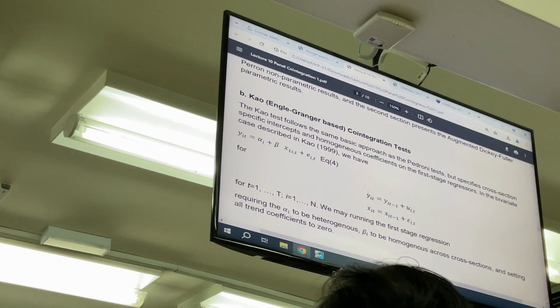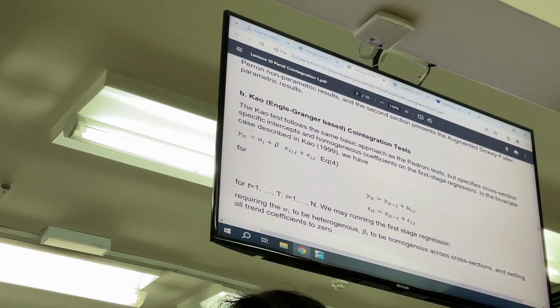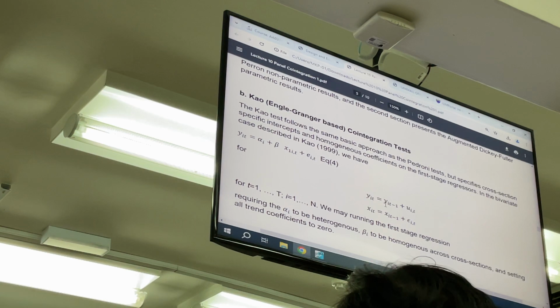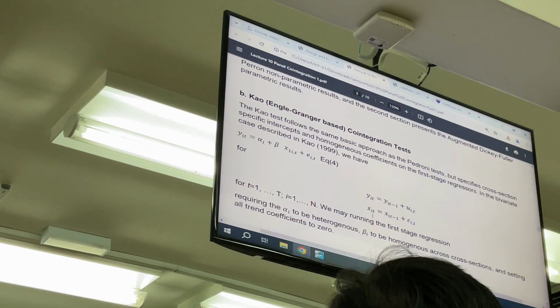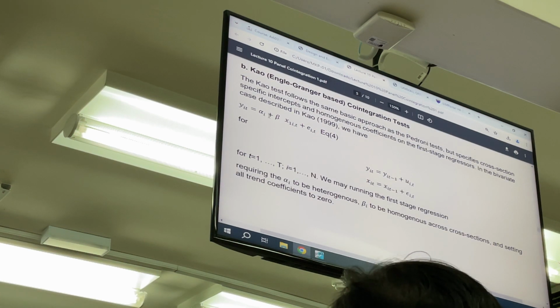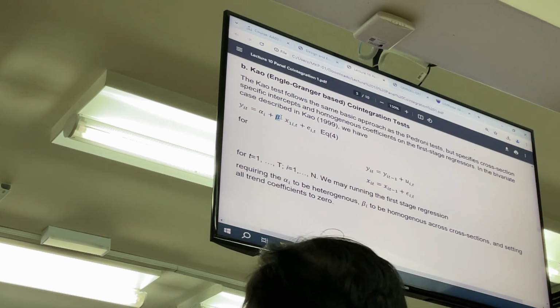So let's see what is the idea behind Gao. You have equation number 4, and the first stage, right? You assume these two follow y equals y(i,t-1) and x equals x(i,t-1), and require the alpha i to be heterogeneous, but this one is homogeneous. So they are the same: homogeneous slope coefficient, homogeneous across the cross section.